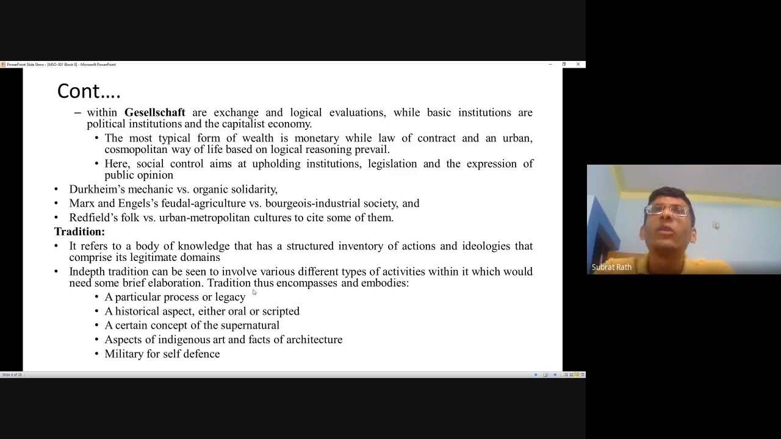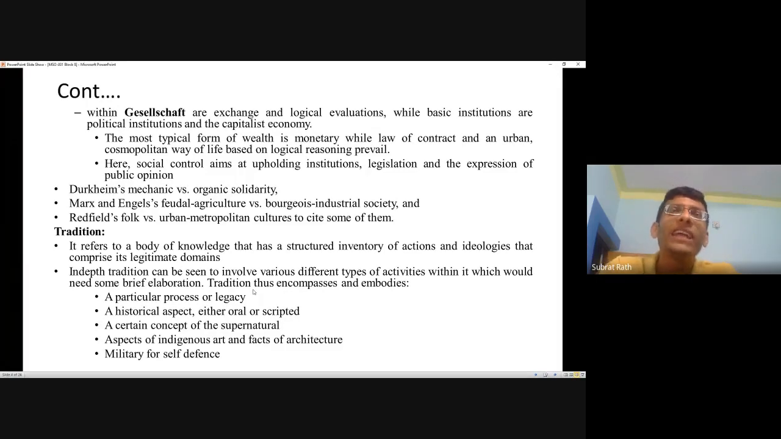In the same manner, we have already talked about Durkheim's mechanical and organic solidarity. According to the Durkheimian point of view, mechanical solidarity is represented by tradition and organic solidarity is represented by modernity. Then we have also talked about Marx and Engels' feudal agricultural system versus bourgeois industrial society, where we talked about two types of class structure, and we basically talked about how those class systems are based on a struggle between the haves and have-nots.